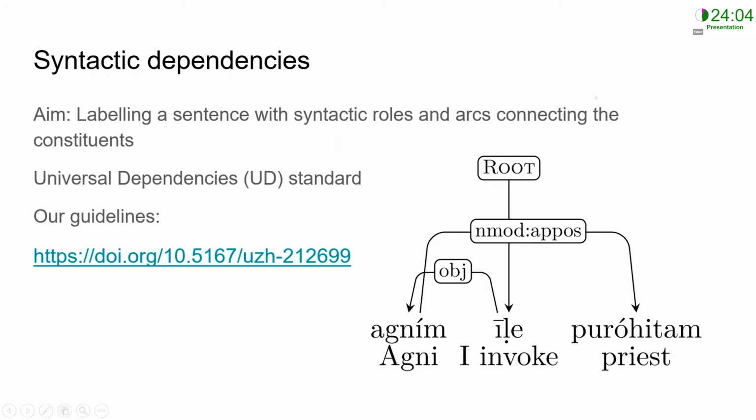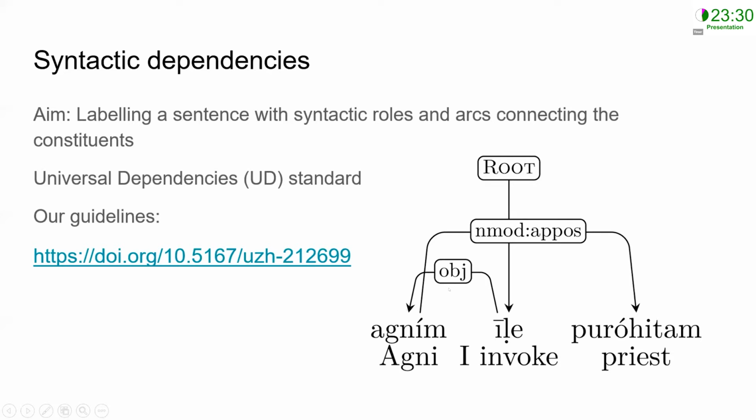So what's dependency labeling? Dependency labeling means that we label all words in a sentence with their syntactic functions and establish connections between the words. This means the syntactic edges. And as an example, consider this sentence here, the first sentence from the Veda. The sentence has one so-called root word. This is ide, in this case, the verb. This is the root. And this verb has a direct object, agnim, the god he invokes, the speaker.